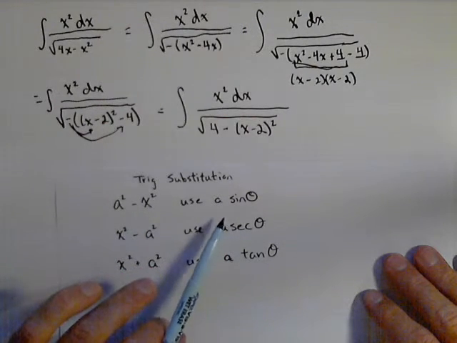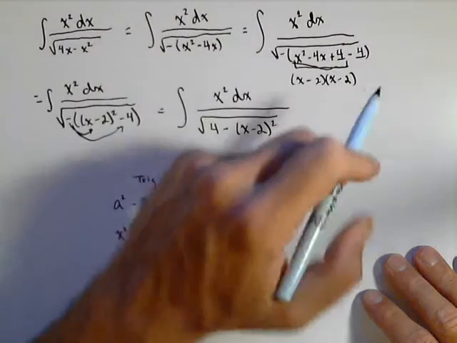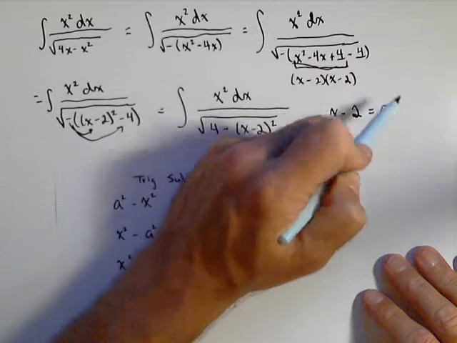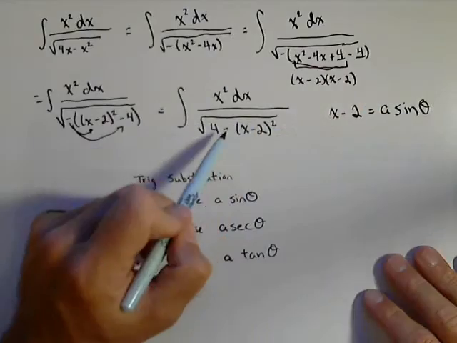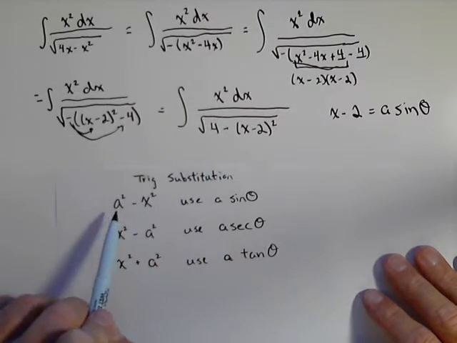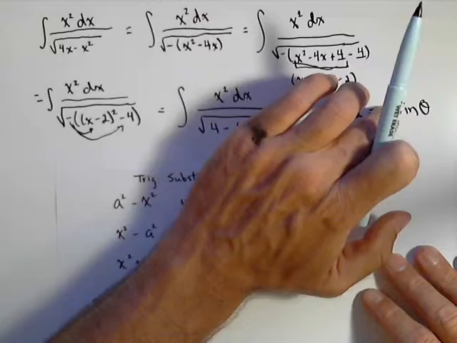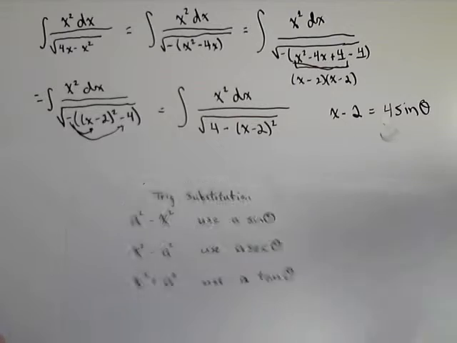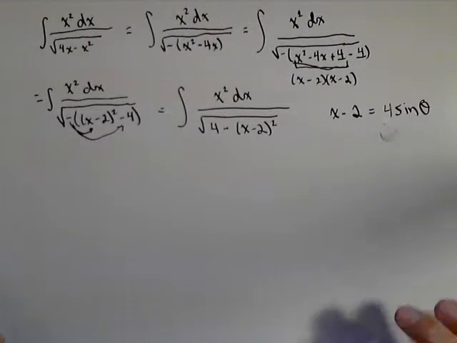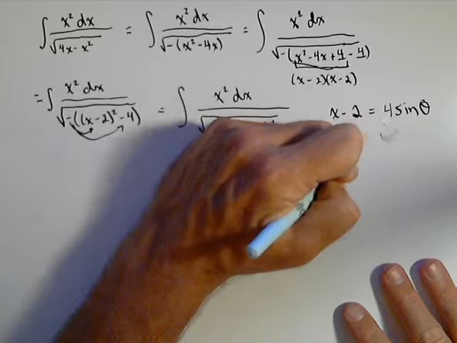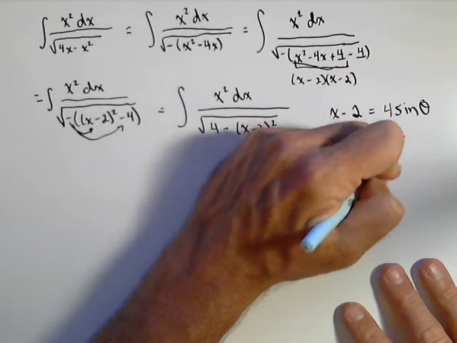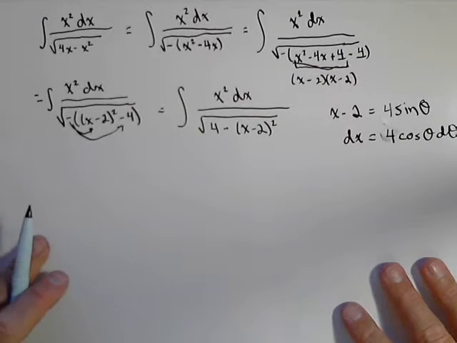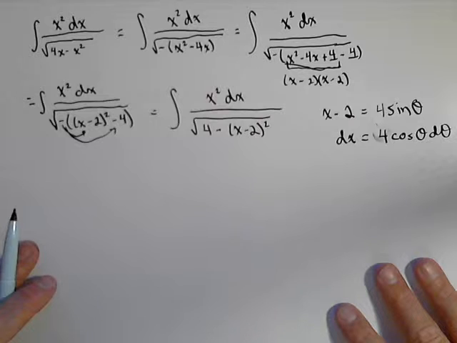Now what we're going to do, instead of letting just x be a sine theta, we're actually going to sub out the whole x minus 2 to be a sine theta. And in this case, a is going to be the square root of this number, because notice it's a squared. So it'll be 4. If you watched any of my previous videos, what I always say is, as soon as you find x, find your dx. You do not want to forget about it. So that's going to be 4 cosine theta d theta. Biggest mistake I see in trig substitution is that people forget about the dx.